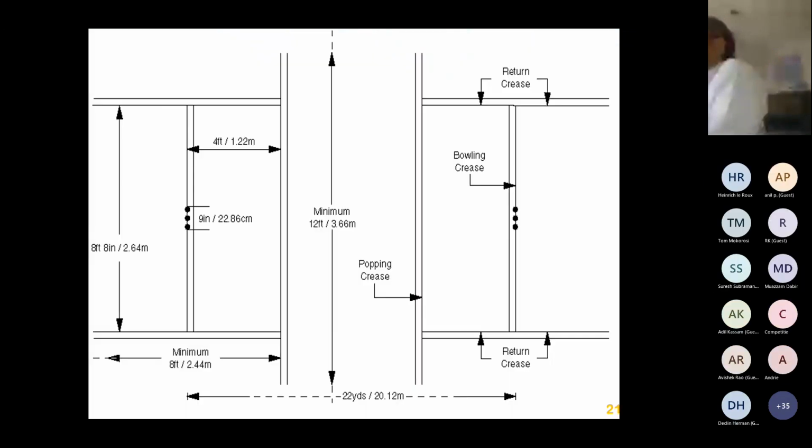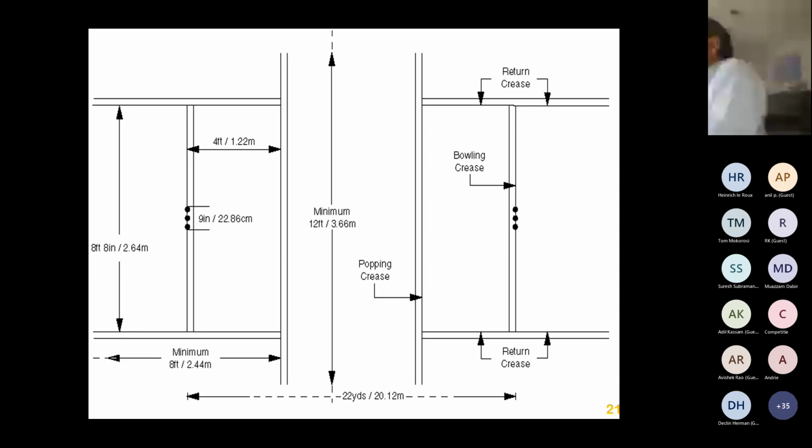So one of the exam questions is that they are going to ask you the names of the creases. If you look on the right-hand side, you'll see the names of the creases: the popping crease, the bowling crease, and the return crease. So there I'm giving you 3 marks in next week's exam.